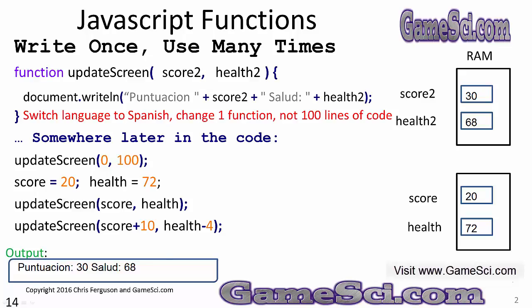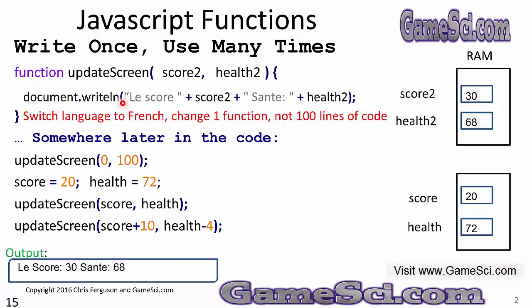Let's say I wanted to write a version in French. If I want to write a version in French, again, I use Google Translate to come up with this new language. I change one function, rather than 100 places updating the screen. One place has to change. So that's why we want to isolate this code in one function. It makes it much easier to maintain the code when we write using functions as opposed to changing the screen in 100 different spots in the code.